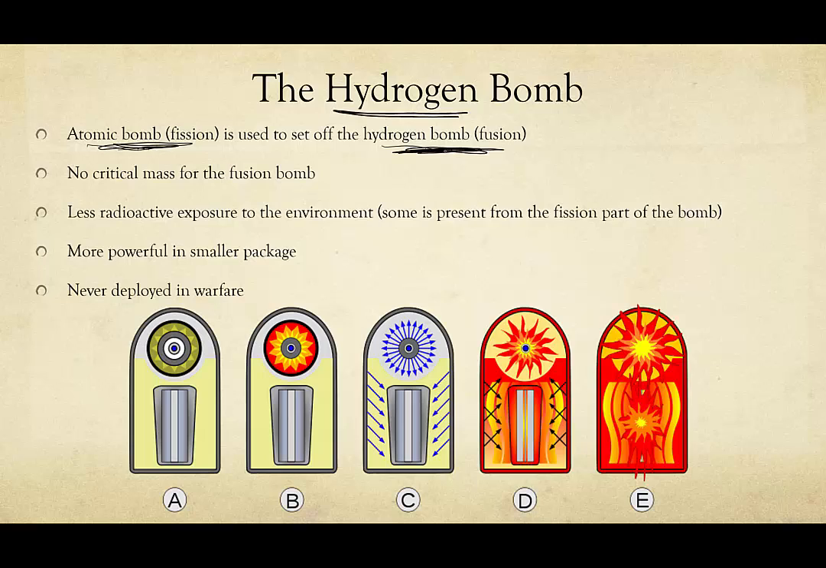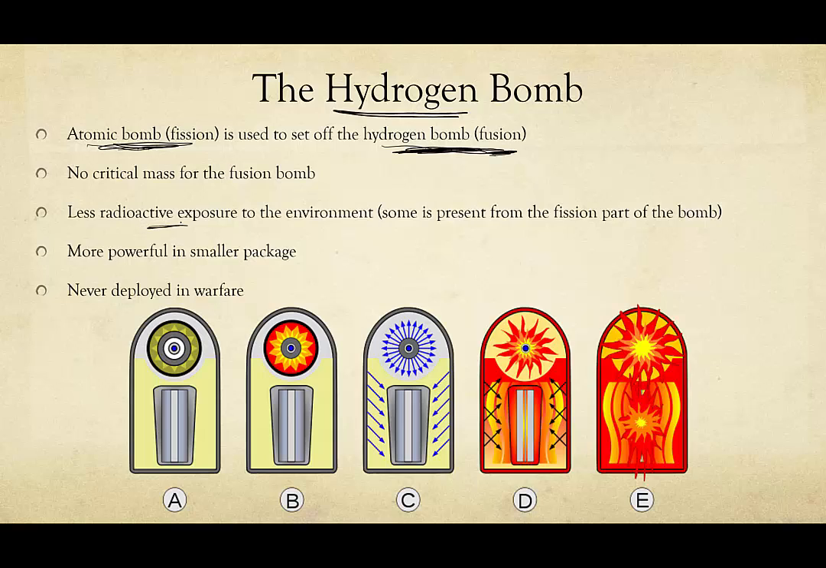There's actually no critical mass for the fusion bomb, except for, of course, within the atomic bomb itself. The interesting thing about hydrogen bombs is they actually have less radioactive exposure to the environment. So even though they create more destruction because they have more energy, the nuclear fallout isn't as bad. And that's because the atom bomb that's inside it is the only thing creating radioactive waste. The fusion part of the bomb is not creating waste. And so we can keep the atom part of it, the fission part of it, very, very small, just big enough to set off the hydrogen bomb, and keep the radioactive levels pretty low.